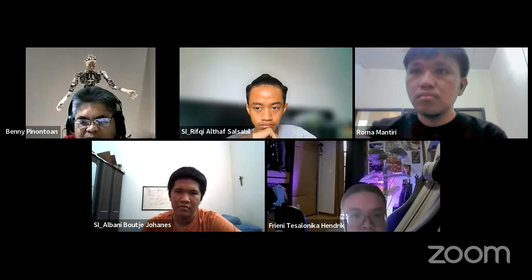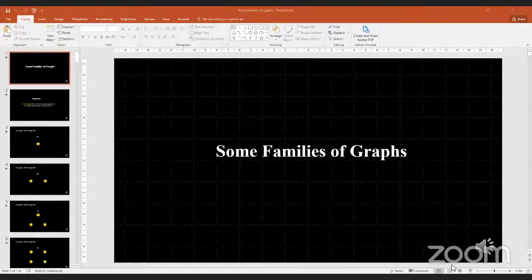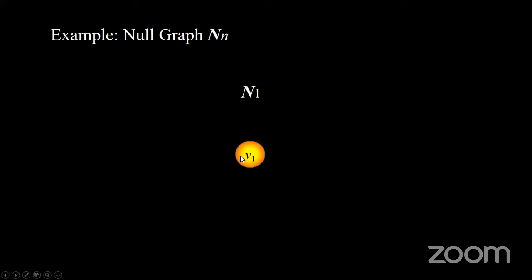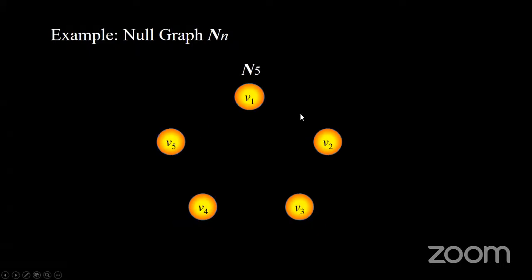Next, we're gonna talk about this one. So these are some families of graphs. Now, the null graph consists only of vertices. So it is one vertex, that is N1, two vertices, that's N2, three vertices, that's N3. And so they are only vertices, no edges. We call it a null graph.